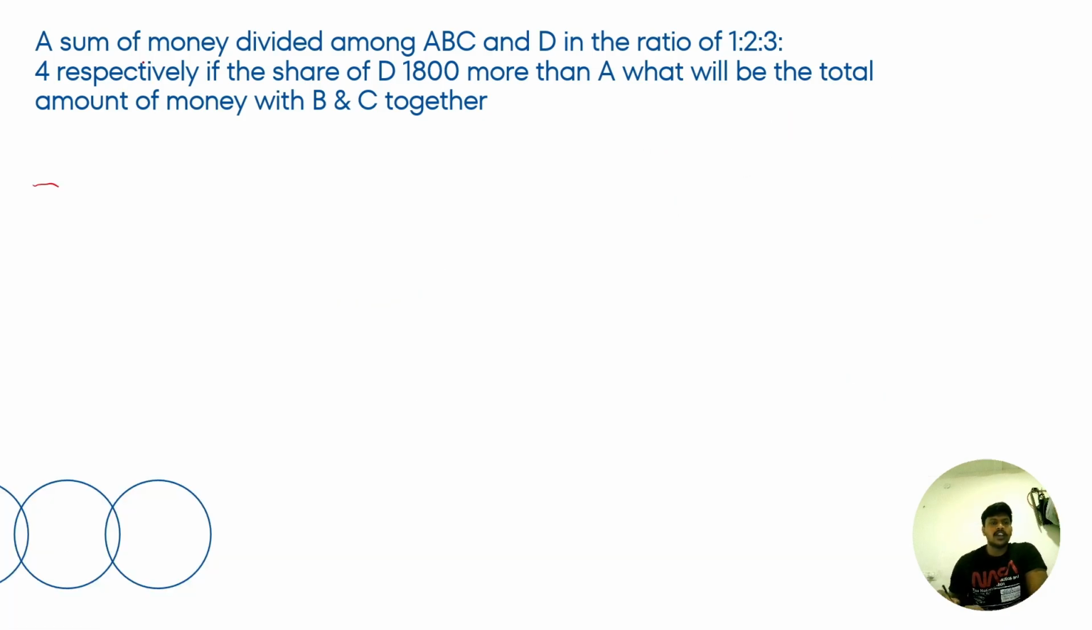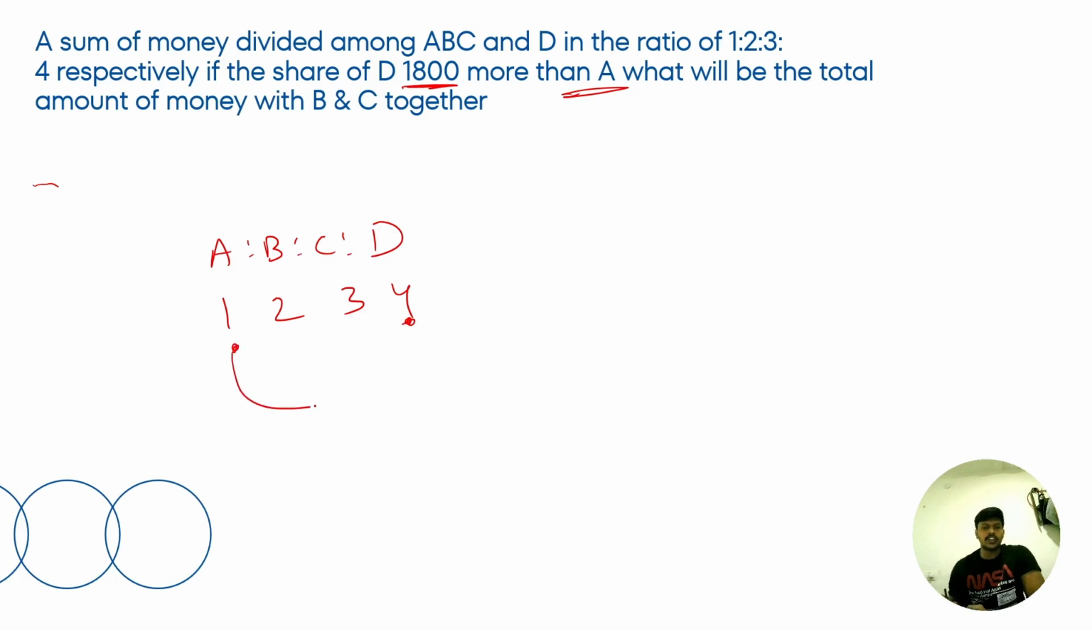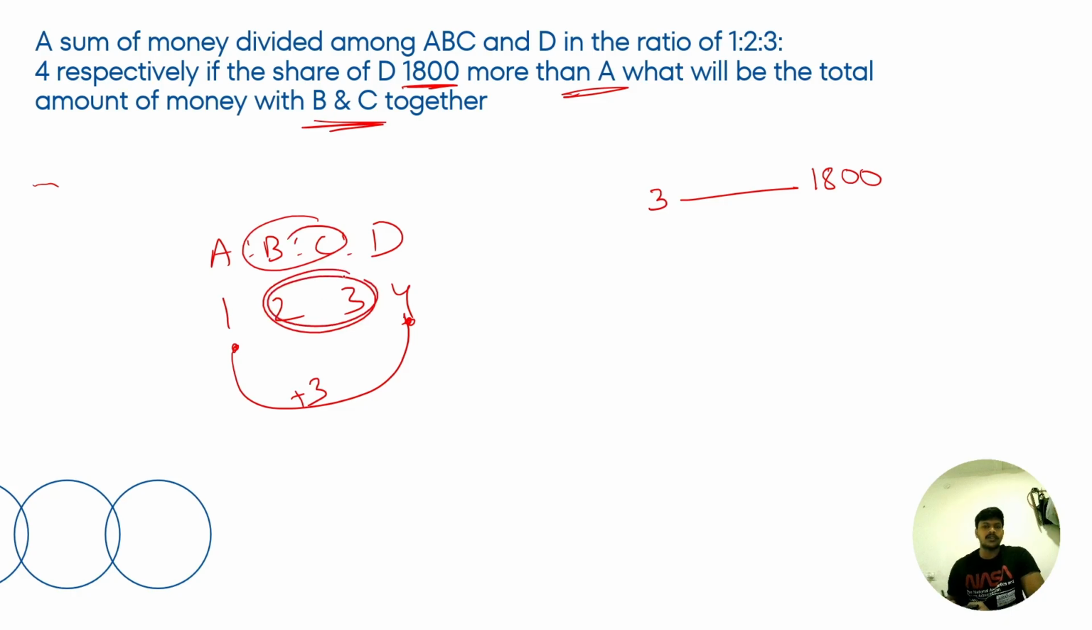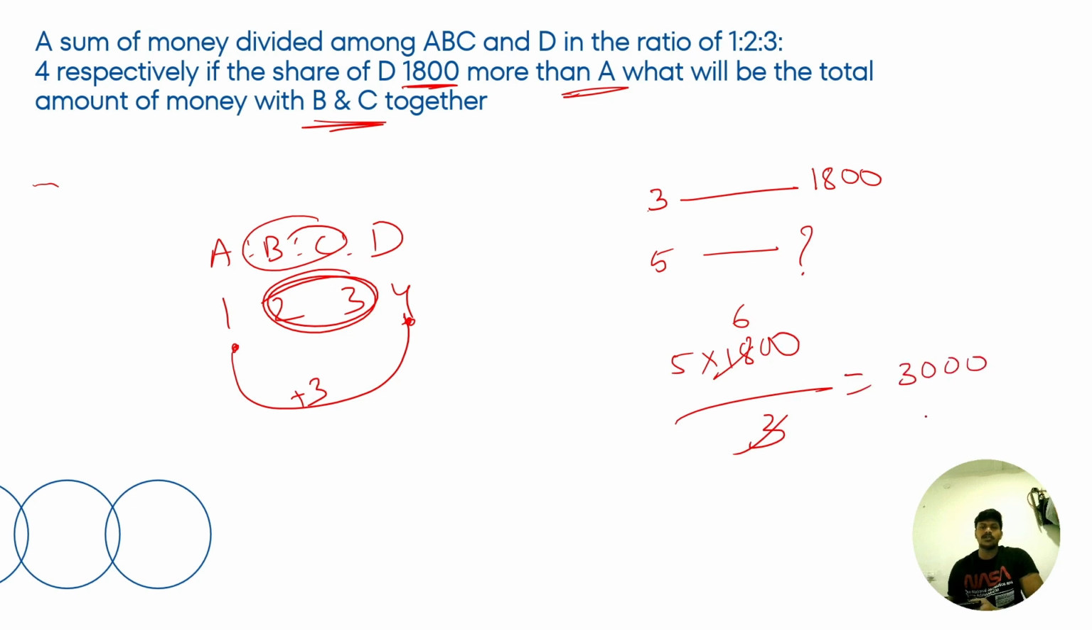Let's go. A sum of money is divided among A, B, C and D in the ratio 1, 2, 3, 4. If the share of D is 1800 more than A, see, here D's share is 4 and A's share is 1. In our ratio, it is more by 3 units. So in our problem 3 units more is equal to the original problem's 1800. Then what will be the total amount of money with B and C together? B and C together we are having 5 units. If 3 units is 1800, 5 units value is equal to how much? 5 into 1800 by 3, which is 3000. That's it.